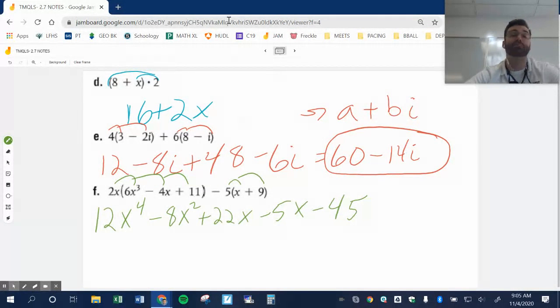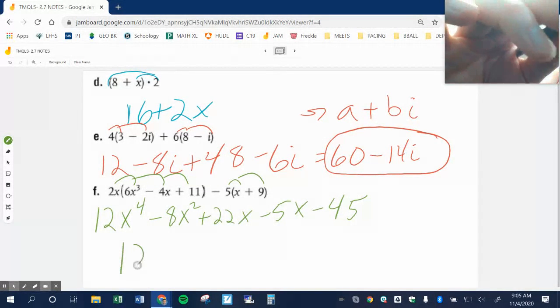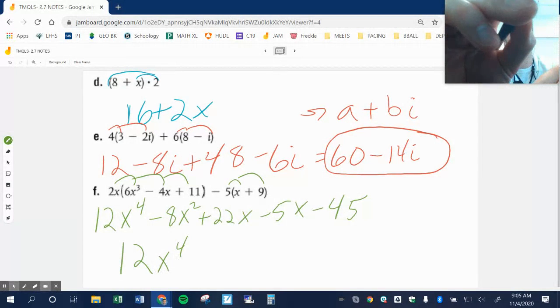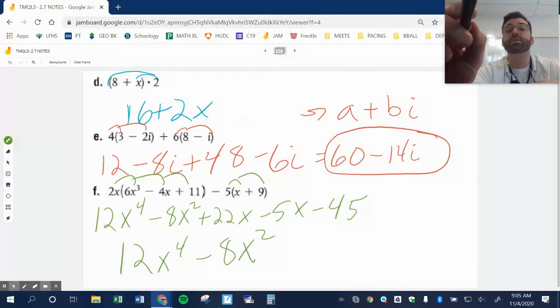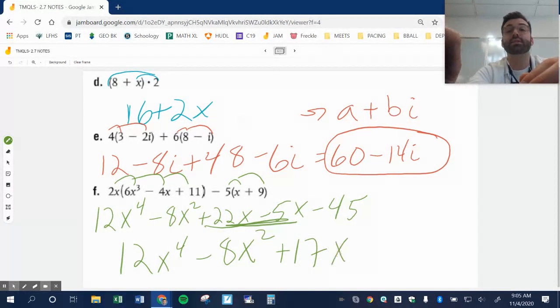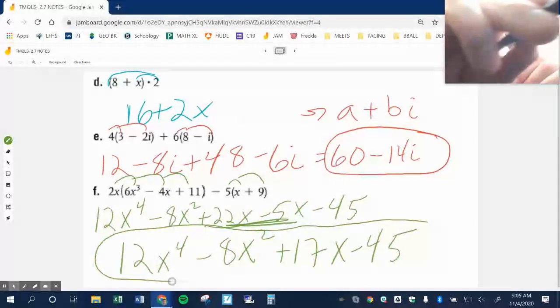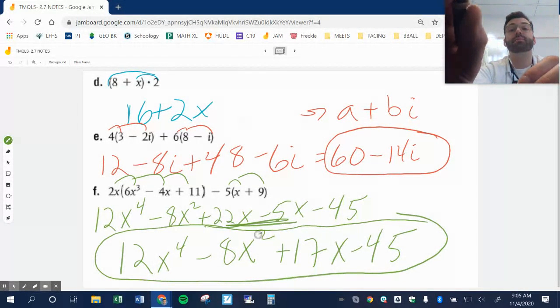Okay, so now I want to combine my like terms. There's only one x to the fourth. There's only one term with x squared. 22 minus 5 is plus 17x, and then minus 45. So don't forget to combine your like terms at the end as well. All right, don't forget that last step.